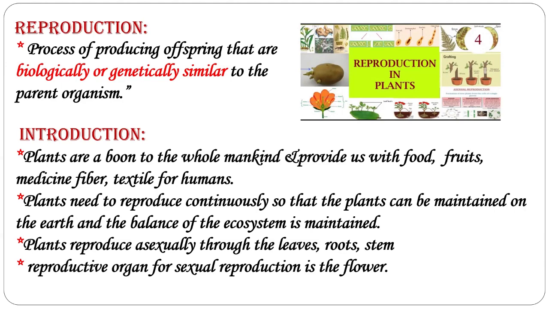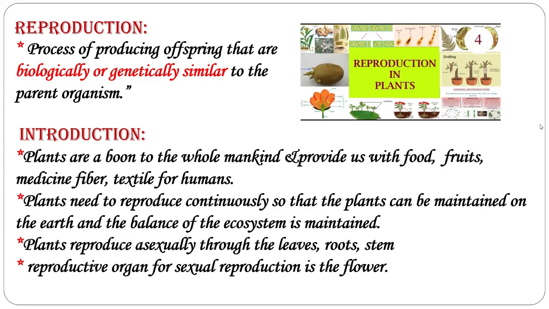White rhinos, I'm talking about, my dear colleagues. Only two white rhinos are left. Those two female rhinos are technically being helped so that they can be maintained. But here lies the importance of reproduction. That is, the species will not be maintained anymore. So we are talking about plants now. We cannot survive without plants. Plants are a boon to the whole mankind, and they provide us with food, medicines, fibers, everything we need for our survival. Plants need to reproduce continuously so that they can be maintained on the earth. Again, the importance of reproduction, as I was saying, is that it maintains the species. If species are maintained, the balance of the ecosystem is maintained.